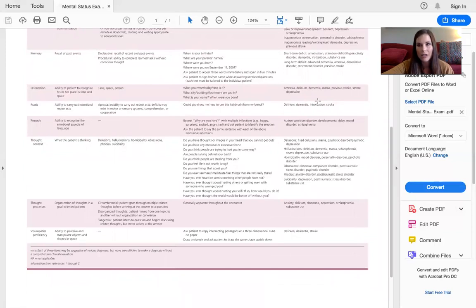And in the module, I put a copy of this form so you can take a look at what a mental status exam might entail. Again, that might be something that you would use in an inpatient facility or an outpatient setting when you're trying to assess a client's mental state.